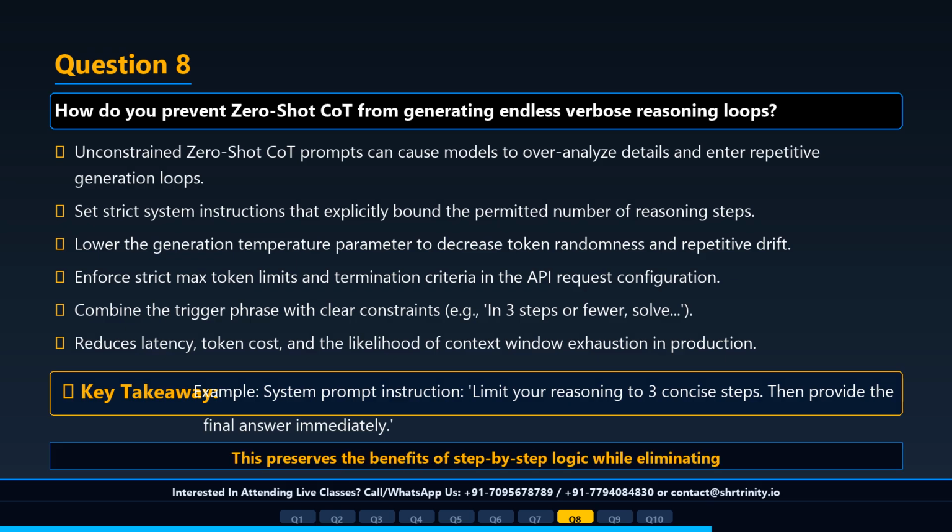For example, prompt instruction: limit your reasoning to 3 concise steps. Then provide the final answer immediately. A common mistake is leaving temperature at 1.0 with unconstrained zero-shot CoT, which amplifies repetitive token generation loops. As an interview tip, combine zero-shot CoT with explicit step constraints, e.g. in 3 steps or fewer, for production efficiency.